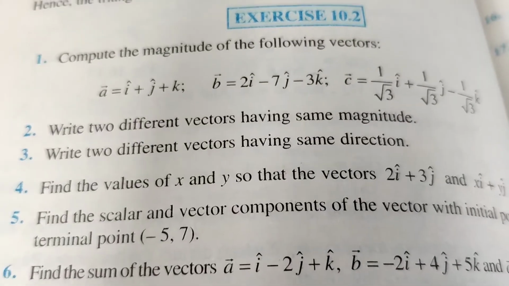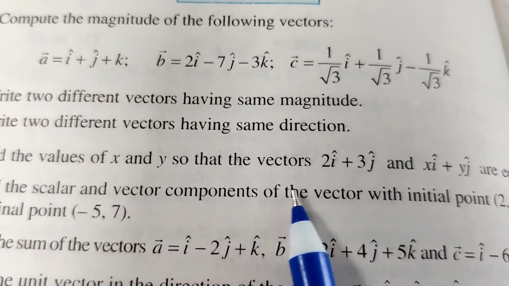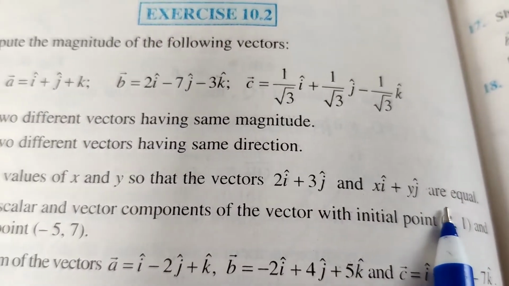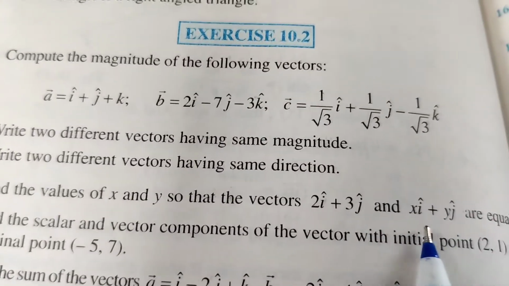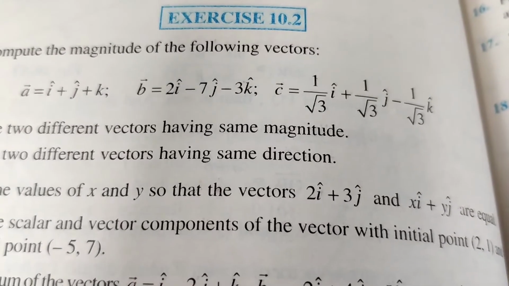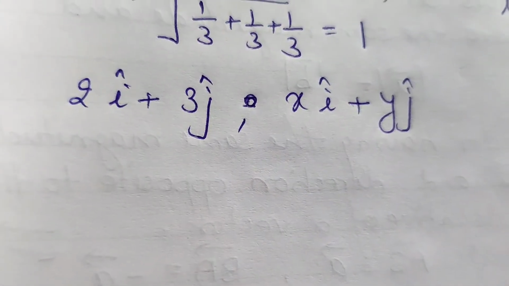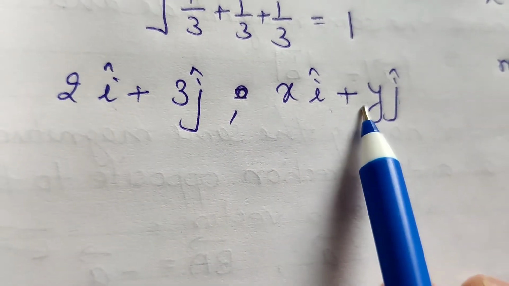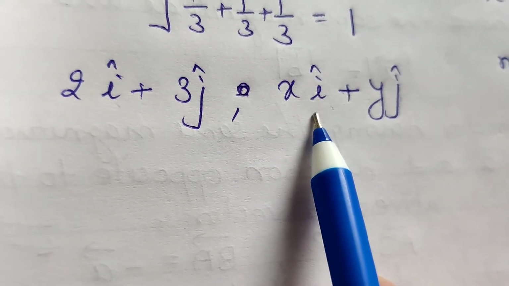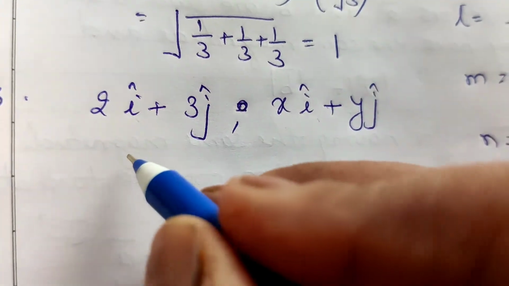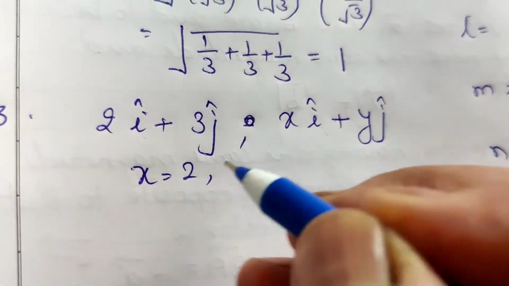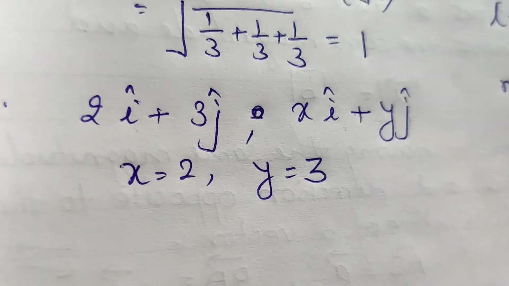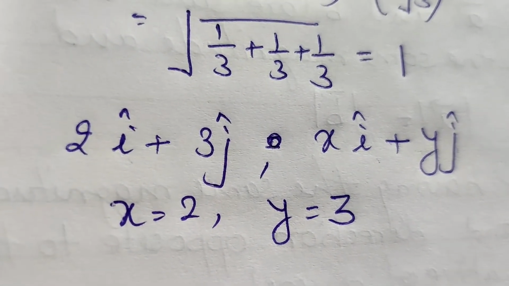Question number 4. Find the values of x and y so that the vector 2i plus 3j and xi plus yj are equal. For what values of x and y can these two vectors 2i plus 3j and xi plus yj be equal? When their corresponding components are equal. Therefore x equal to 2 and y equal to 3. They can be equal only when their corresponding elements are equal.